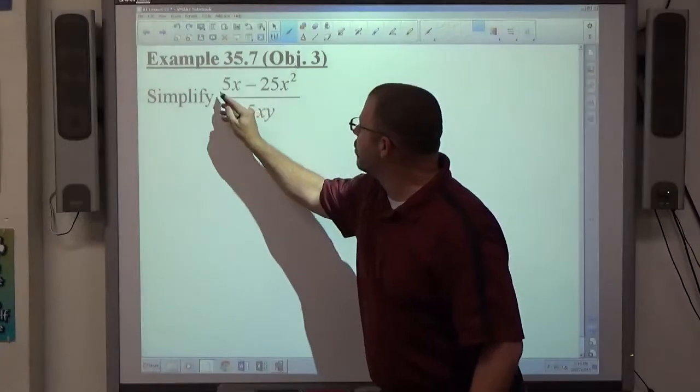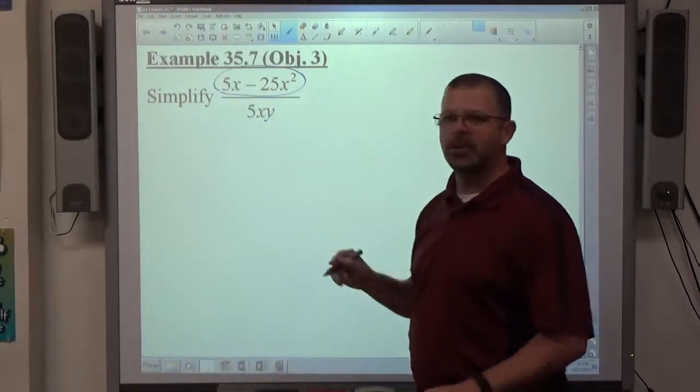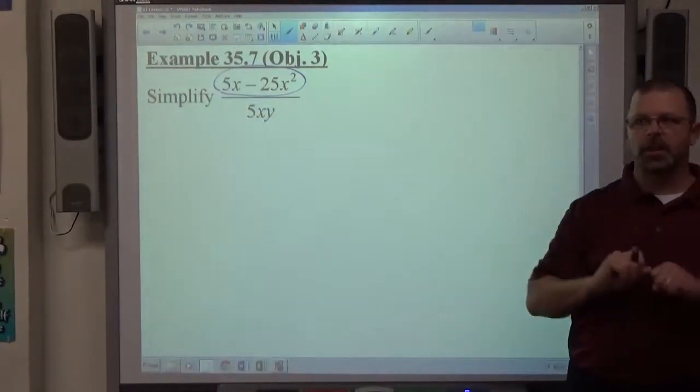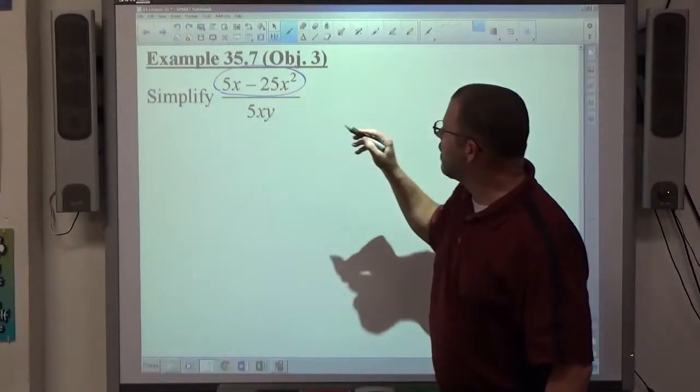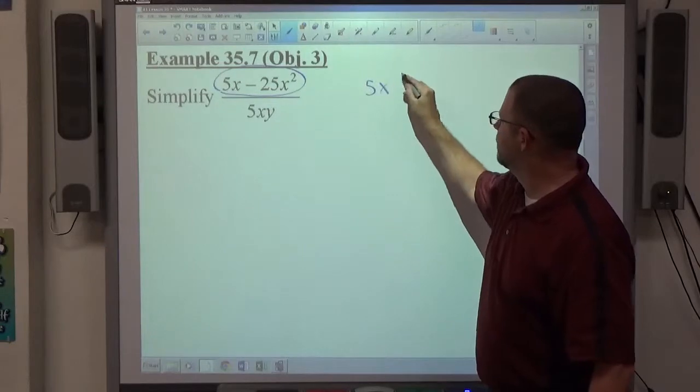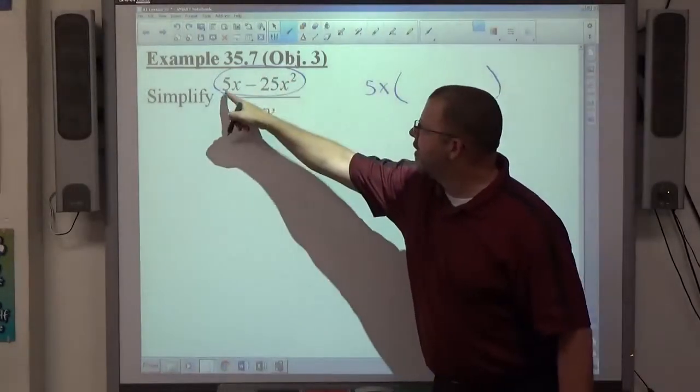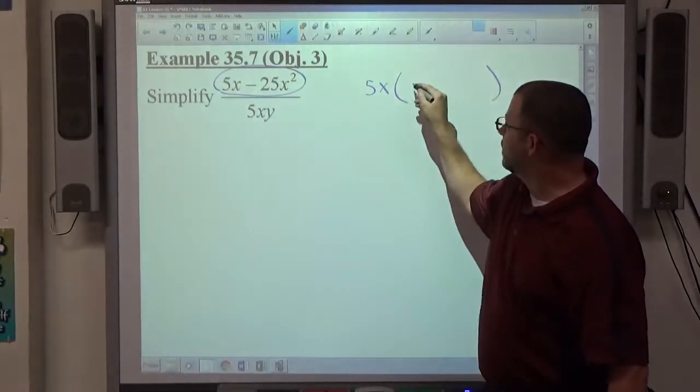So again, the top is what I have a problem with. I've got too many objects on top. I want to create a product of things instead of a sum or difference of things. The common factor of 5x and 25x squared is 5x. If I divide 5 by 5 and x by x, I get 1.